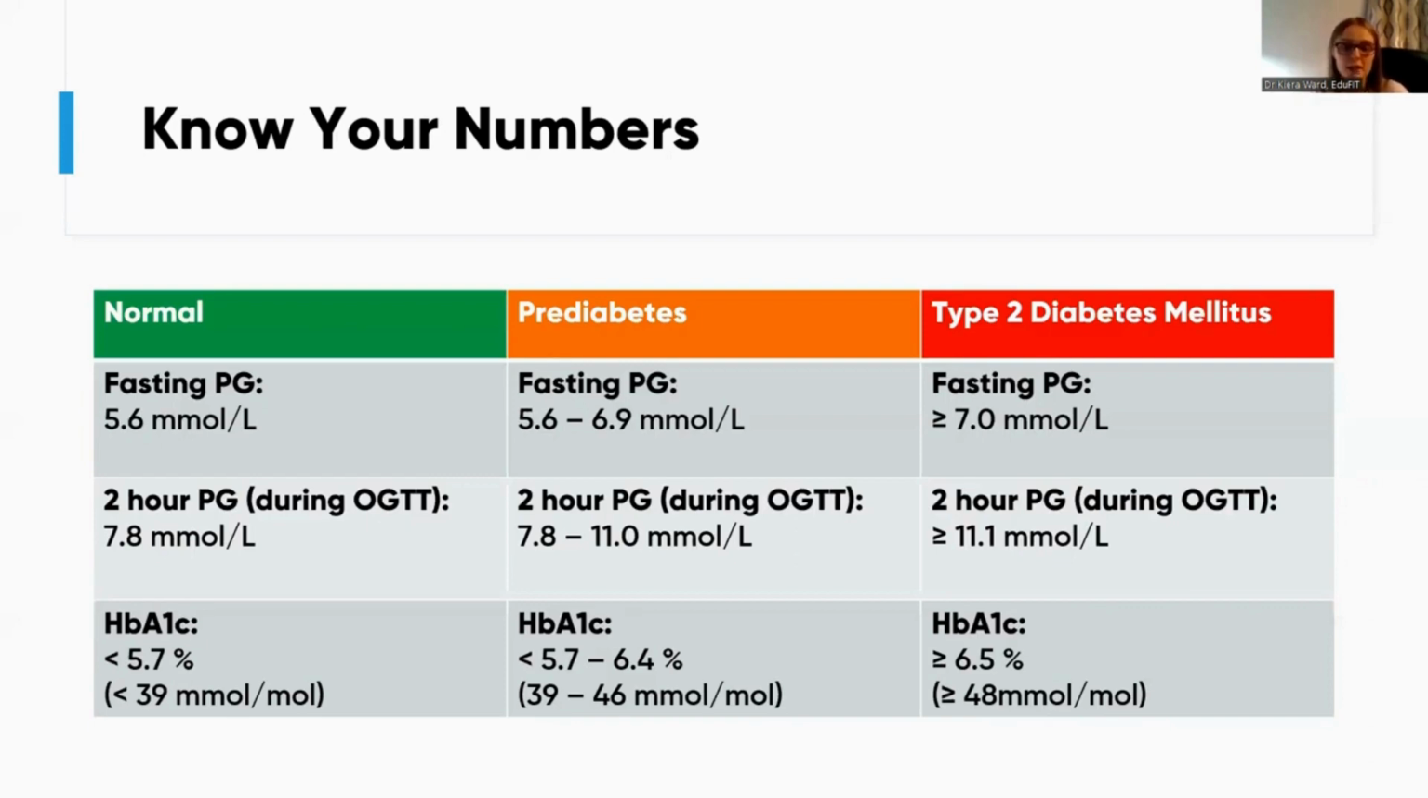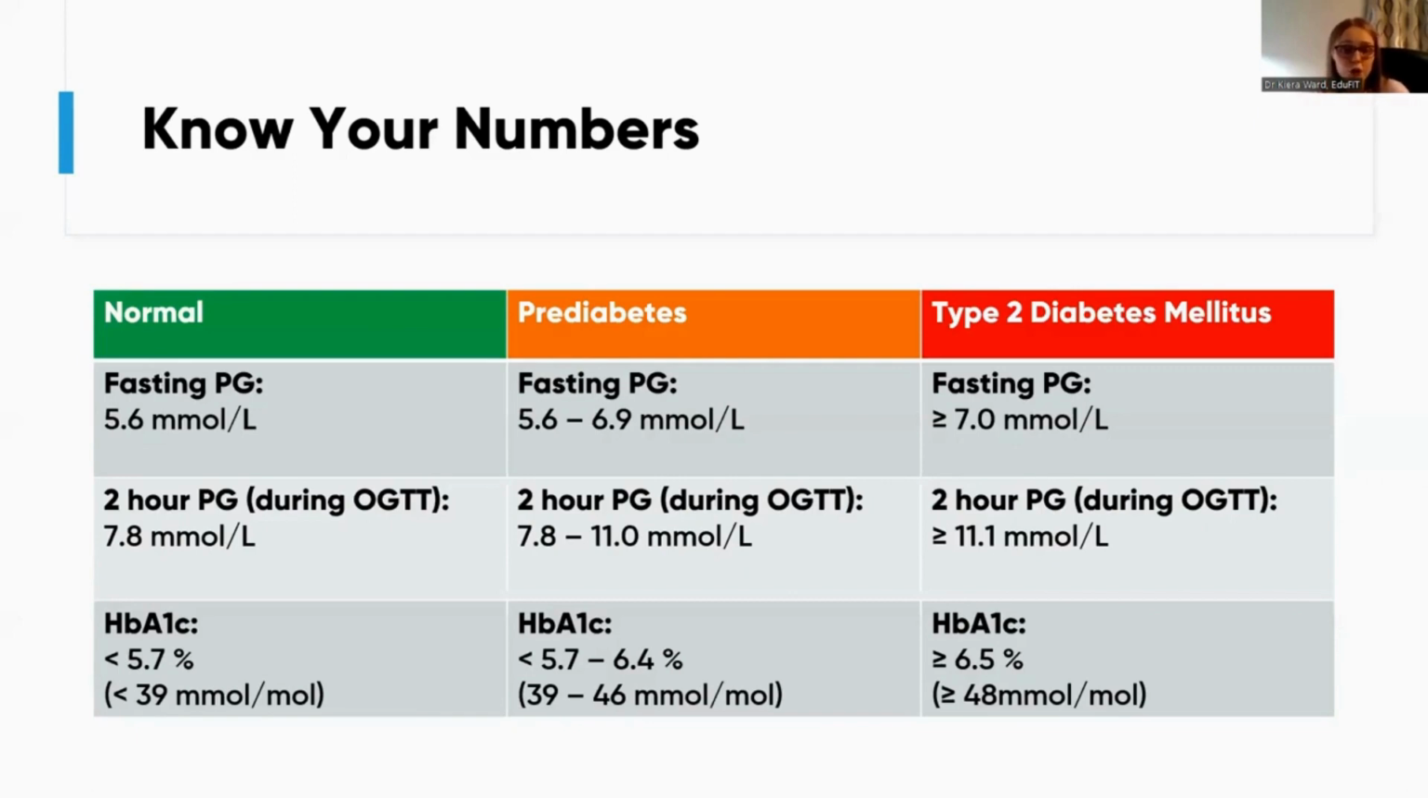Because what happens is you take a fasting blood sample, you take a glucose drink, and then your blood samples are taken every 30 minutes for 2 hours. And basically it looks at how your body can control your glucose levels.